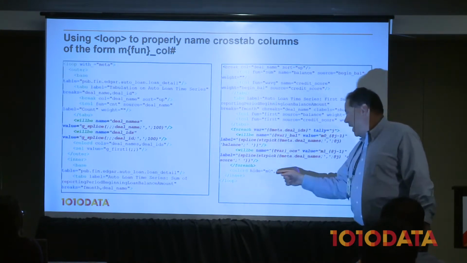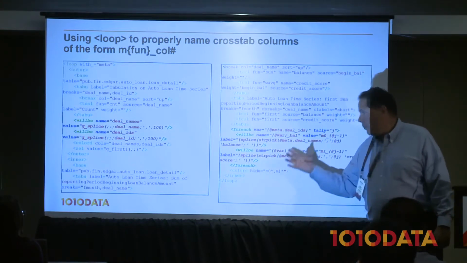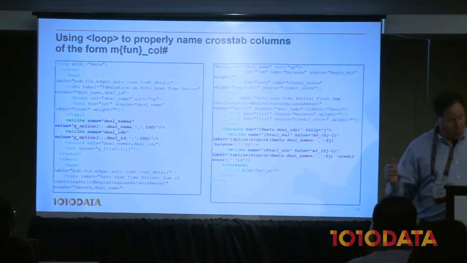And the last step of this is that we want to get rid of the original column. So we can just get rid of the M columns this way. And we're done. We have a whole new set of columns with reasonable names.